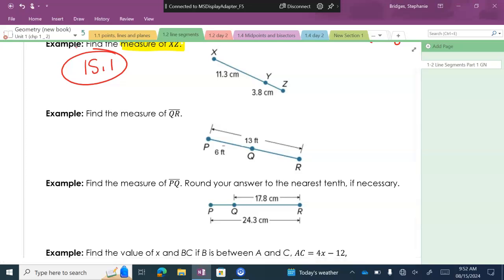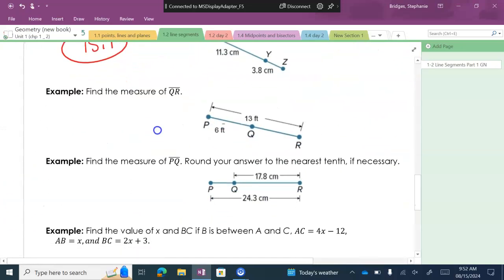Anybody have any ideas? 7? Is that what you said? How'd you get 7? Yep, 13 minus 6. Big one minus small one gives me the other small one, which is 7. Yes. All right, try the next one.